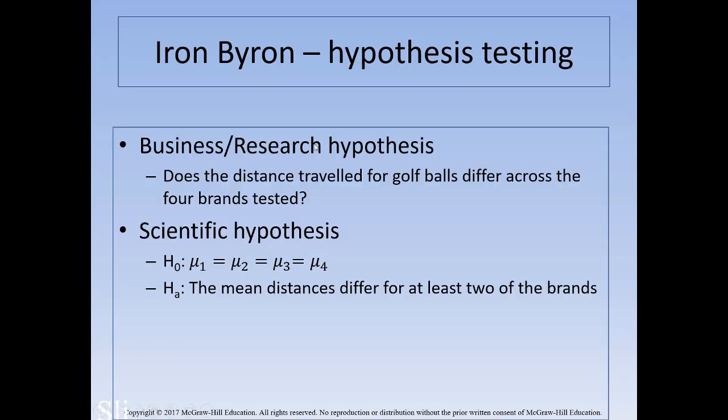Okay, so with ANOVA, this is the hypothesis. The business hypothesis here is: does the distance traveled by the golf balls differ across the 4 brands tested? Now, really important here, the null hypothesis is just an extension of what we did with the 2 sample. It is mu1 equal to mu2 equal to mu3 equal to mu4. I.e. all means are equal.